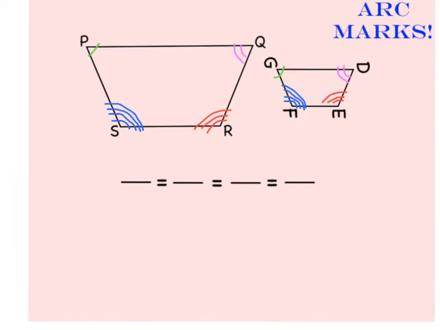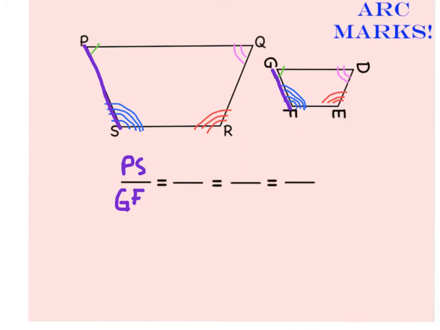Okay, so you can see that I've gone ahead and turned my smaller figure so that it looks the same as my larger figure. And then I went ahead and put my arc marks on to help me know which pieces correspond. Okay, I'm going to go ahead and start writing my proportion statement, and I'm going to start with segment PS, and I started at the top left and went down to the bottom left, so I need to do the same thing on my smaller figure. That's going to correspond with GF.